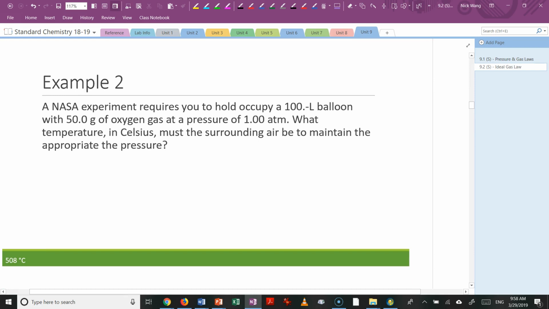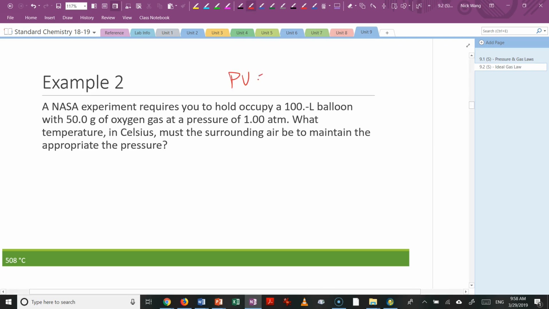A NASA experiment requires you to occupy a 100-liter balloon with 50 grams of oxygen gas at a pressure of 1 atmosphere. What temperature in Celsius must the surrounding air be to maintain the appropriate pressure? All right, so this one again gives you a little bit less information, or at least seemingly, because let's go back to the original formula.